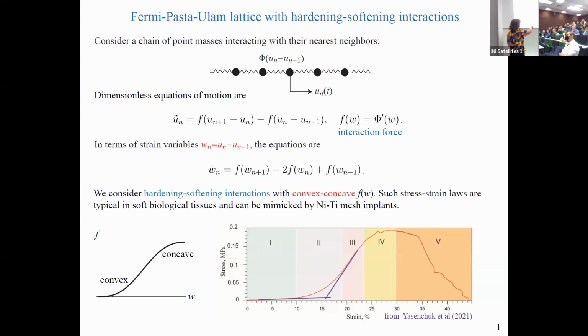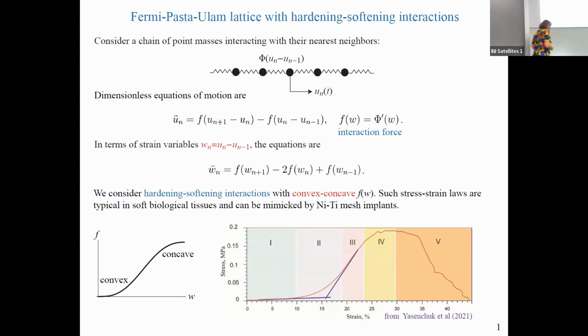Here F is our interaction force, and P is the potential. We can write it in terms of strain variables, and the equation becomes this form. What we're interested in is an interaction force that has this interesting convex-concave, or hardening-softening, structure.